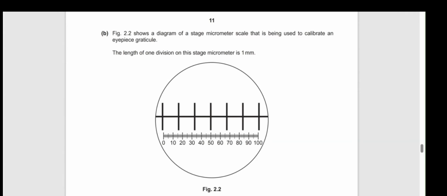Figure 2.2 shows a diagram of a stage micrometer scale that's being used to calibrate an eyepiece graticule. The length of one region of this micrometer scale is 1 mm. So this means it's 1 mm from here to here, one from here to here, one from here to here. So we have 1, 2, 3, 4, 5, 6.